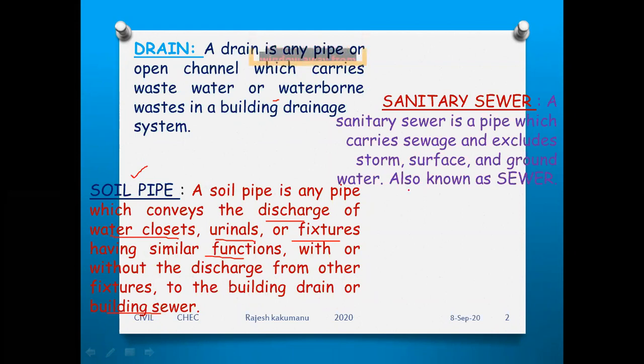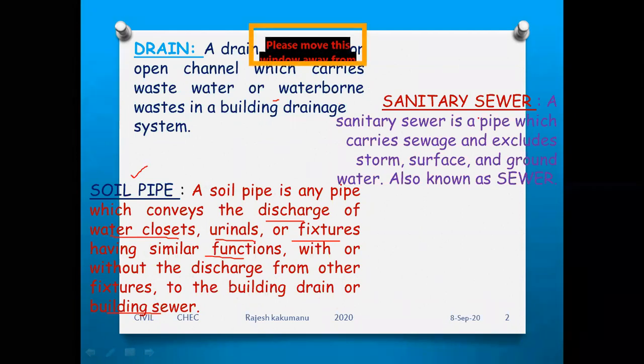These are a few definitions which you have to get by heart, or keep in mind: what is a drain, what is a soil pipe, what is a sanitary sewer. Next one.